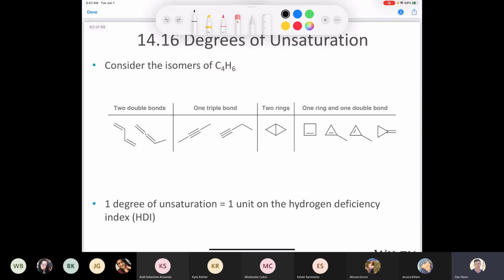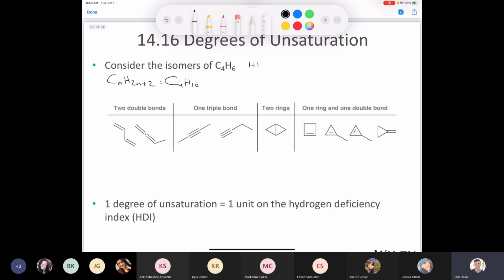What if you had C4H6? Here you've got 2 degrees of unsaturation, because if you had CnH2n+2, then C4 would be H10. So if you go from H10 to H6, you've lost 4 hydrogens. You lose 2 hydrogens for every unsaturation unit. So you have 2 degrees of unsaturation.